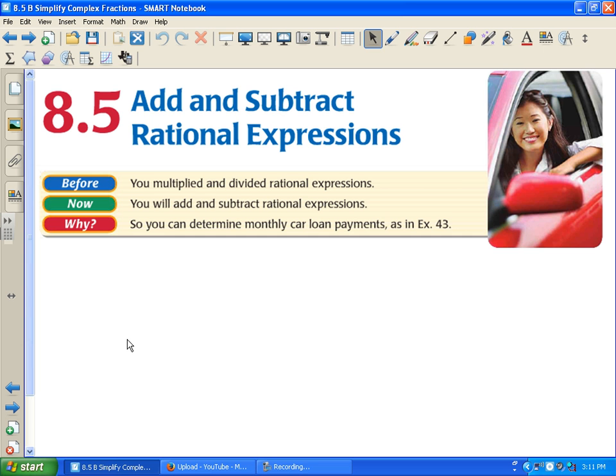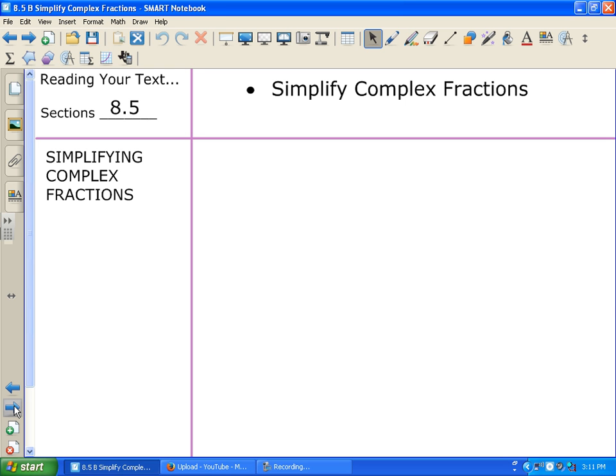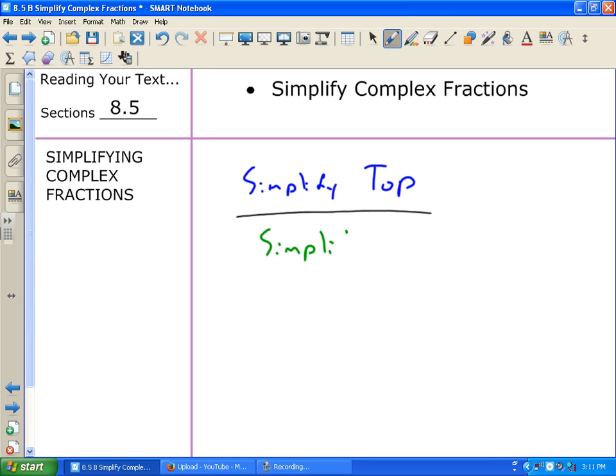And so that's what we're going to do. We're going to look at fractions with fractions. Really, simplifying complex fractions is what we're talking about today. The way that I'm going to say to do it is simplify the top, and simplify the bottom, and after you've simplified the top, simplify the bottom, divide the fractions. Simplify the top, simplify the bottom, then divide. Okay?